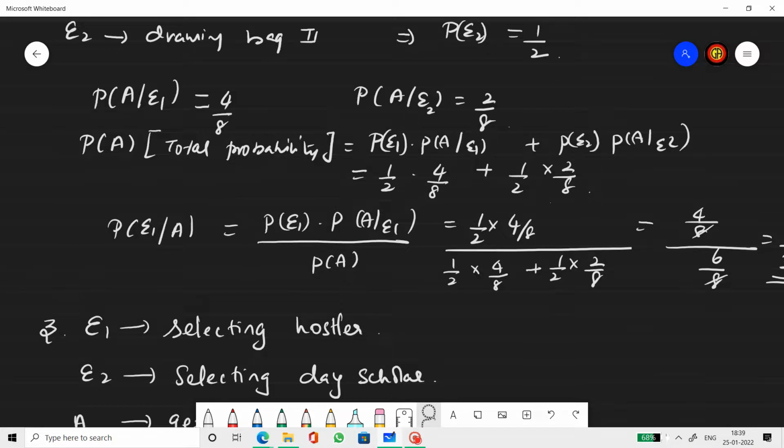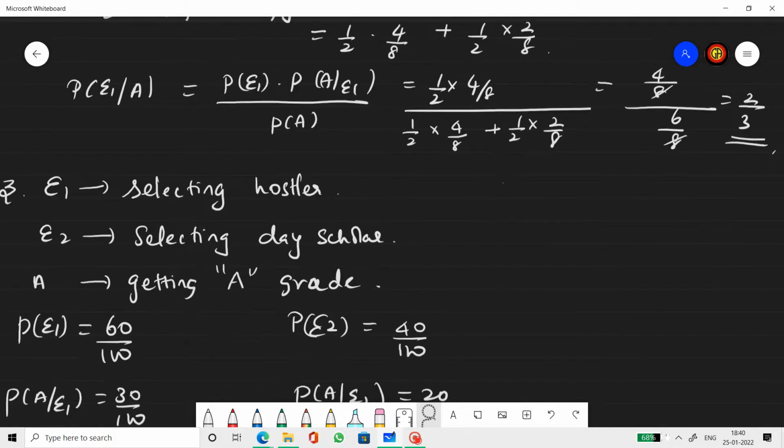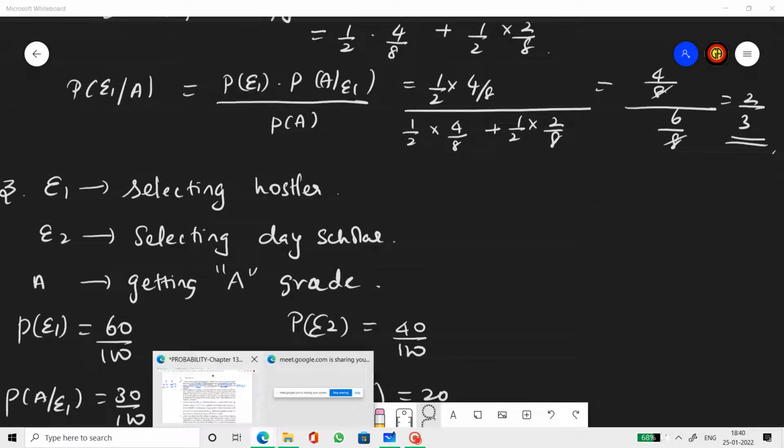Try to take common terms out. I took 1 by 2 common out and I cancelled it with this 1 by 2. Remaining is 4 by 8 by 4 by 8 plus 1 by 2, which is 6 by 8, and therefore we get 2 by 3. So this is question number 2. Now question number 3.